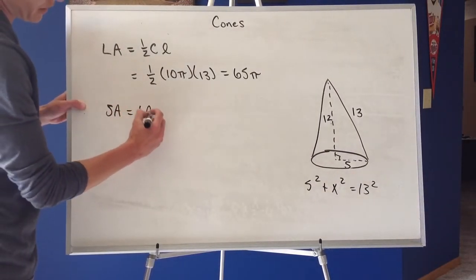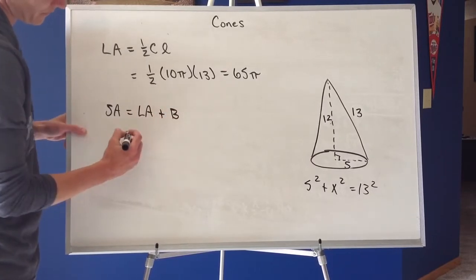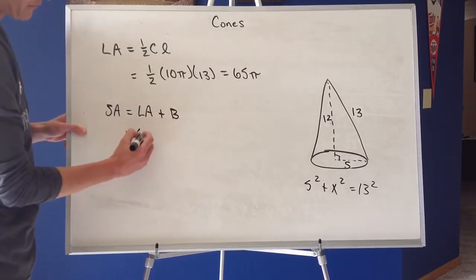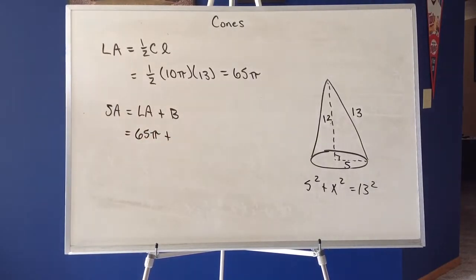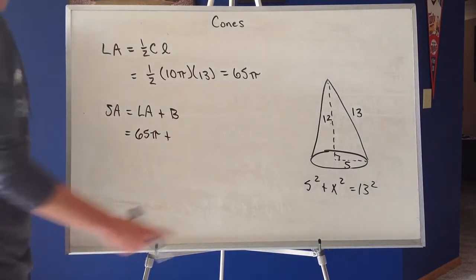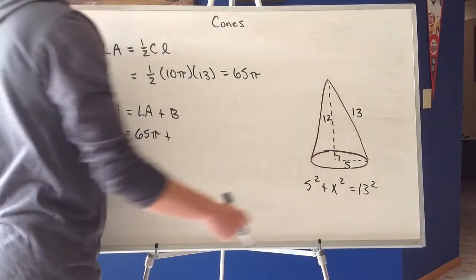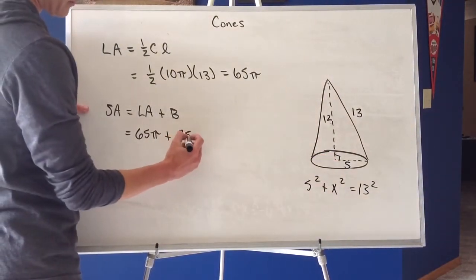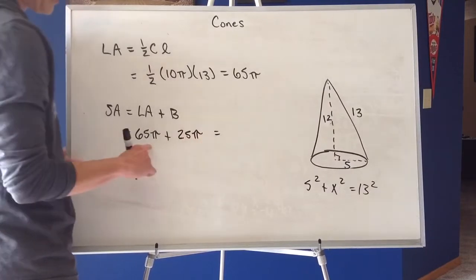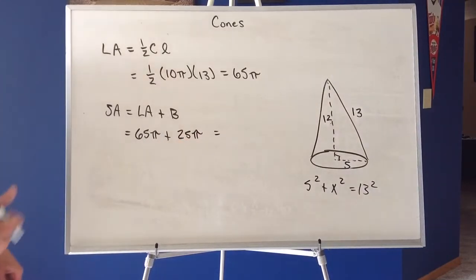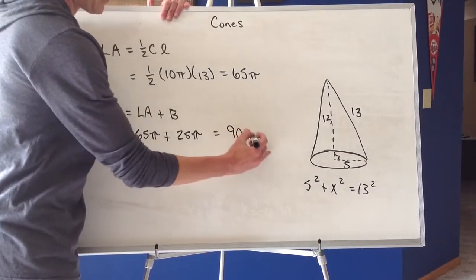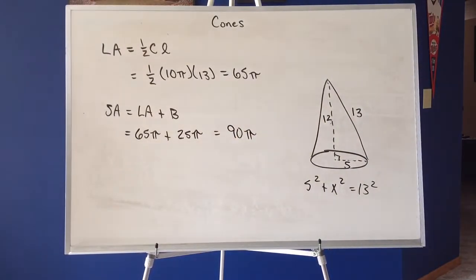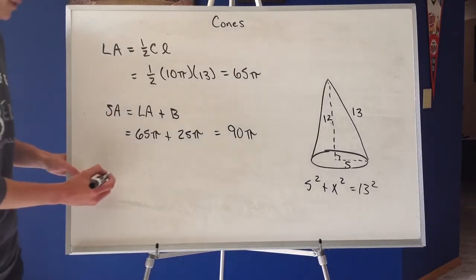Next one, you take your LA plus B. So my LA is 65 pi. Area of base, it's a circle, so it's pi r squared. Okay, so if 5 is my radius, 5 squared is 25. Now, because they do both have pi's, we are allowed to add those two together, so we'd end up with 90 pi as the surface area or total area. Again, surface area and total area are the same thing.